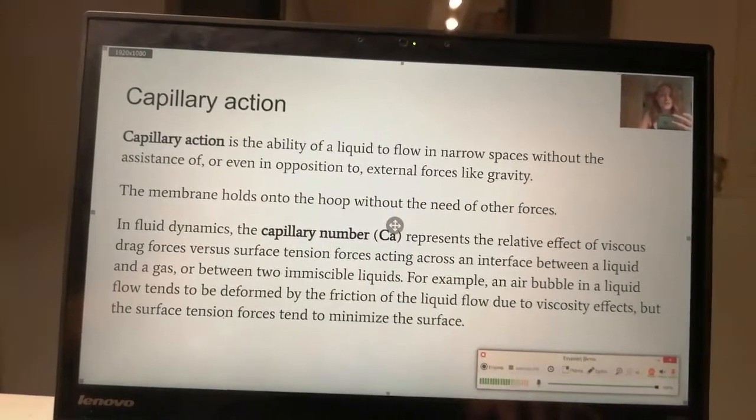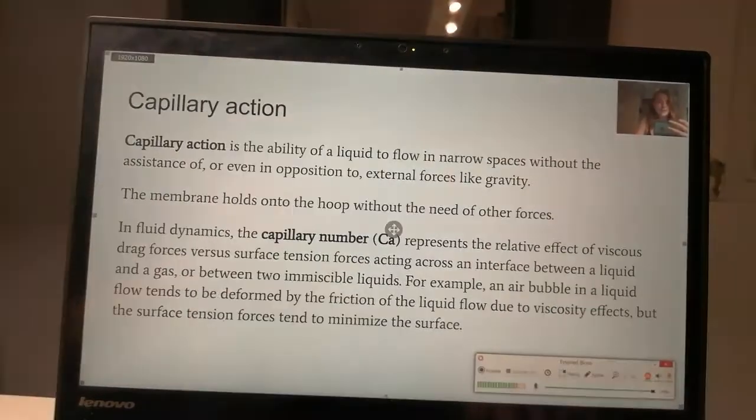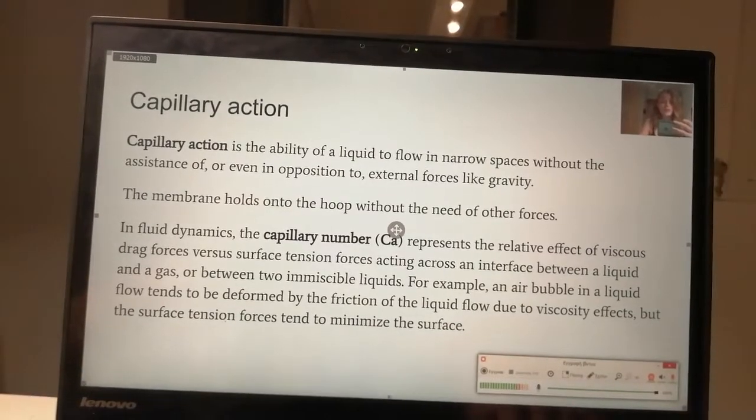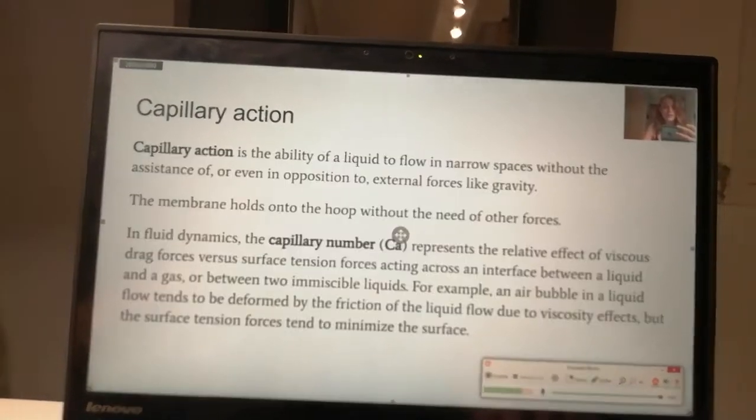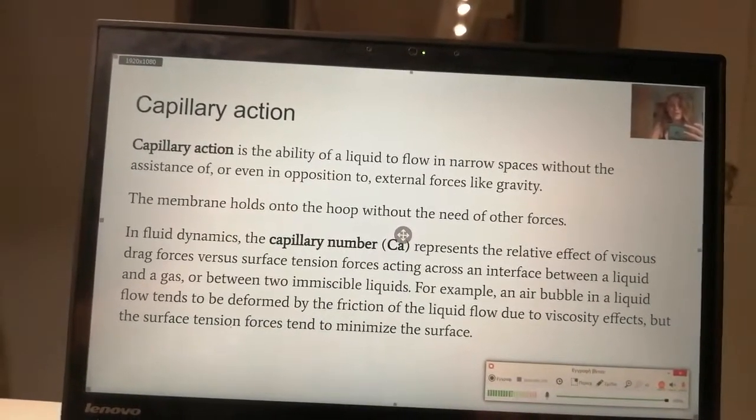Capillary action is the ability of a liquid to flow in narrow spaces without the assistance of, or even in opposition to, external forces like gravity. The membrane holds onto the hoop without the need of other forces.